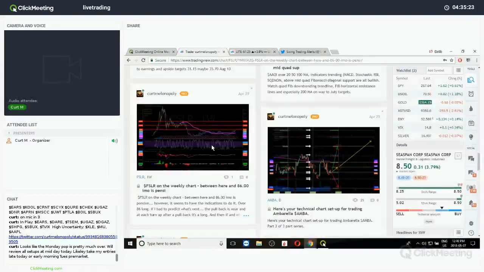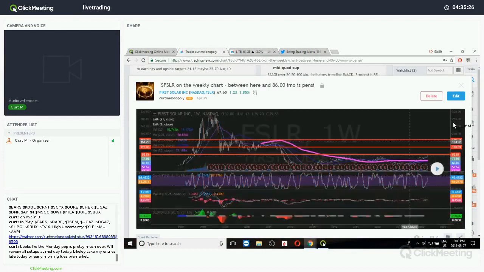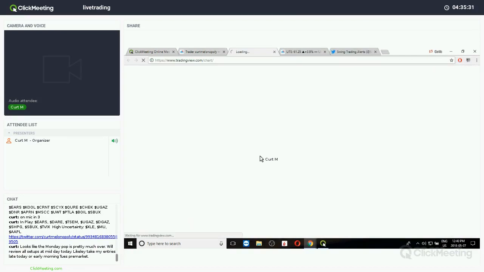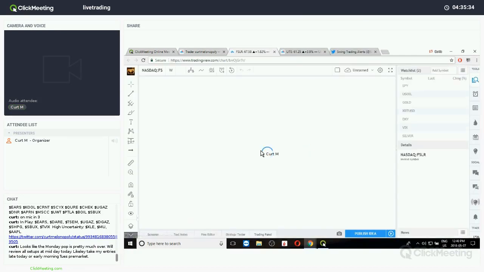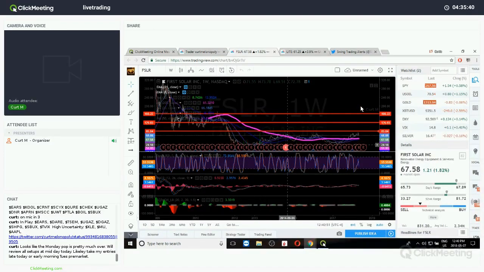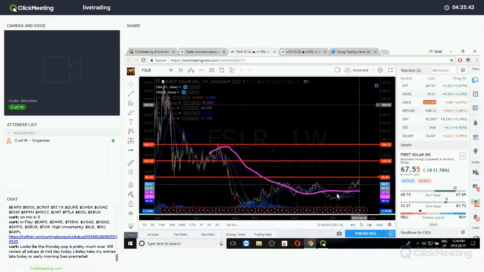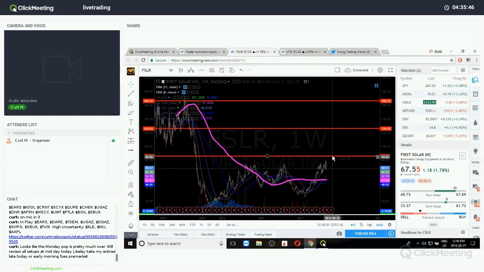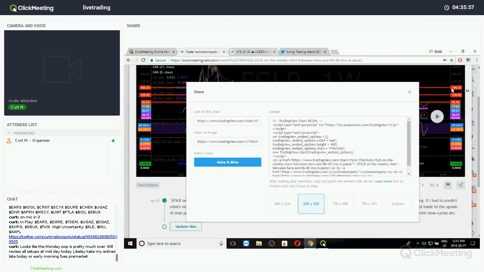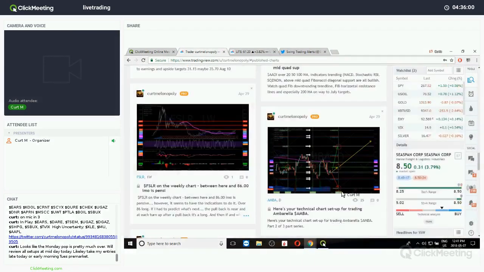FSLR, yeah, this is a tough one. We'll see. So I just can't figure out why this can't get out of its range. I'm looking for structure over 86, 20 or so. And it just isn't getting there. So it's kind of aggravating. My trader bias says it should be up in there. AMBA.